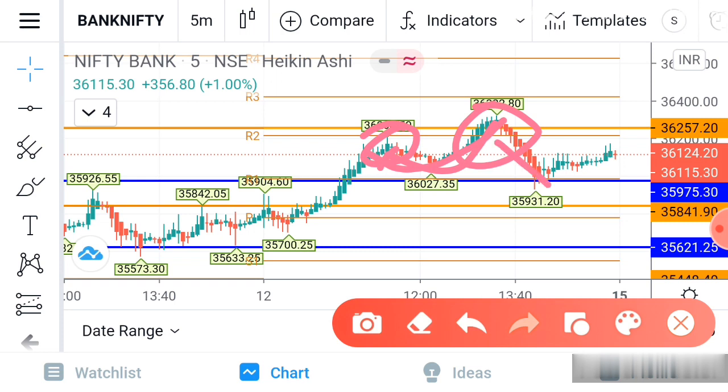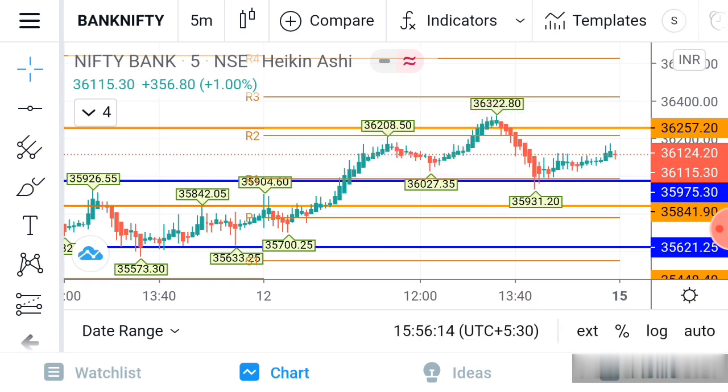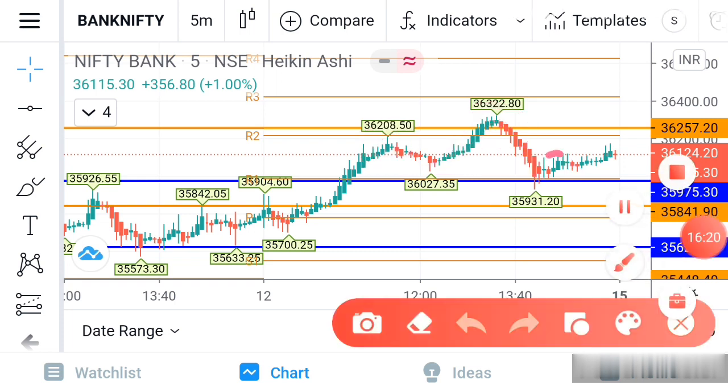Here also you can see in this area the candle body has touched here. After that it is taking support here. This is a very important topic, and those who are doing intraday in Bank Nifty should understand the trend of Bank Nifty. Then only we have to decide whether it is a CE or PE.